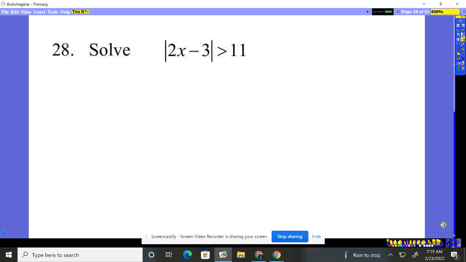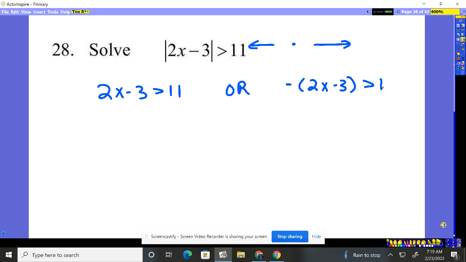One more. Solve an absolute value. So there's the positive side and the negative side. So we have 2x minus 3 greater than 11. And notice it's greater, so it's an or situation. We want to be more than 11 feet away from that 0. So you're going to be going in that direction and that direction because you want to be more than 11 feet away from the 0. So 2x minus 3 greater than 11, or the opposite of that, 2x minus 3 less than negative 11.